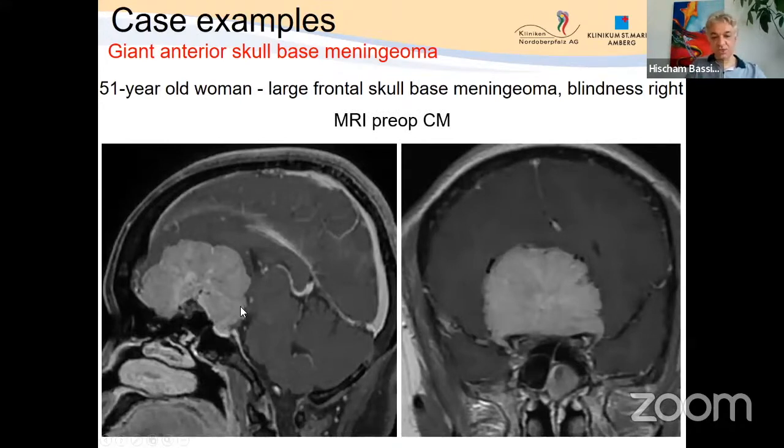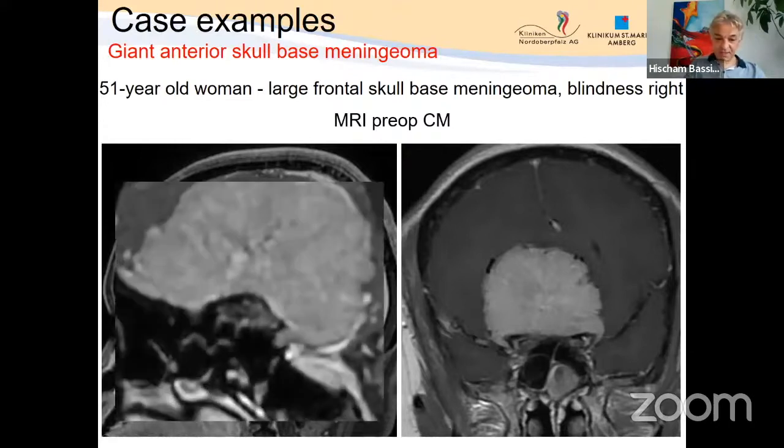The tumor encroaching on the cellular area. And you can see that in this hyperostosis, there's a viable tumor. So you have to remove these tumor parts in order to get a complete removal of the tumor and prevent recurrence. And also you can see that this tumor enters more on the right side, where there's blindness, but also on the left side, it enters the optic canals bilaterally.